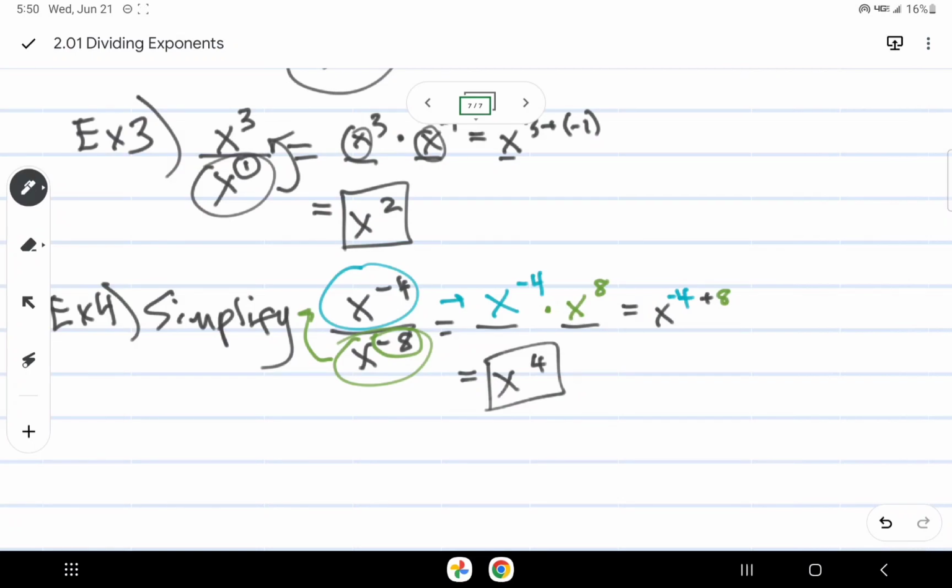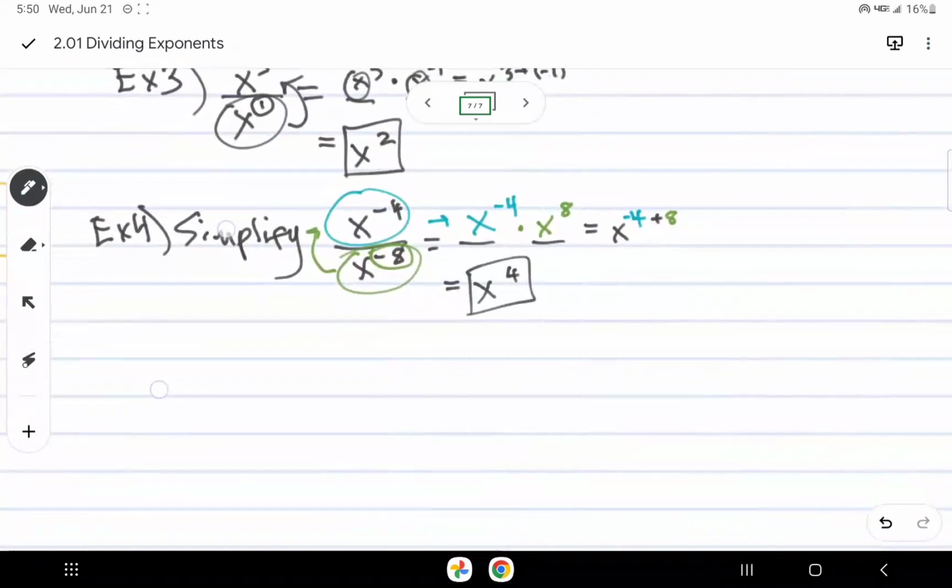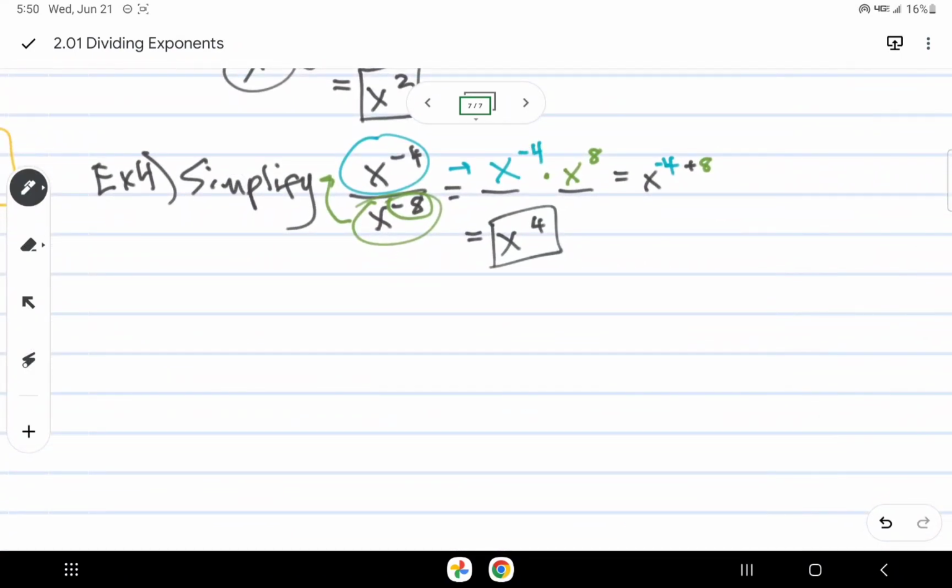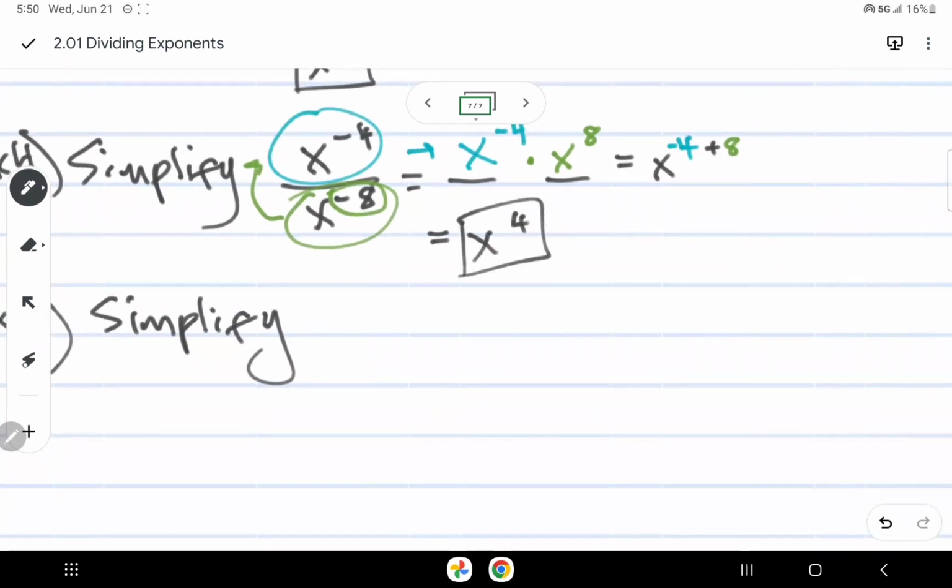Now let's do something a little bit more complex so we can apply it to larger sets of problems. Example 5. Remember, the goal here: put everything at the top, combine the exponents using the same base, and simplify from there. Now we have simplify 9x to the power of 5 over 3x to the power of negative 2.